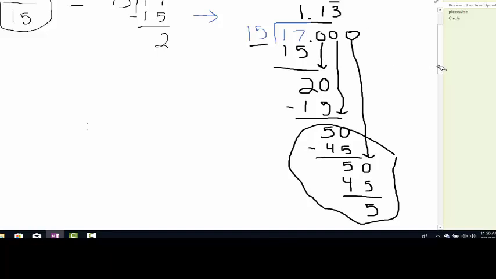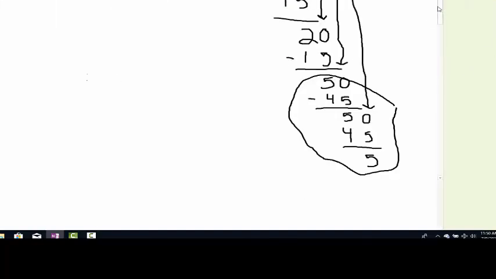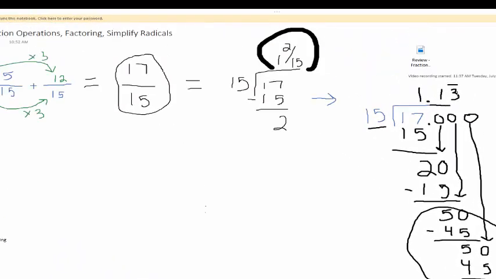And once again, 1.13 repeating is the same thing as 17 over 15, and also 1 2/15. All 3 of these representations represent the same. Now, for example 2, we're going to have 3 fractions added together. 1/4 plus 3/8 plus 1/2.